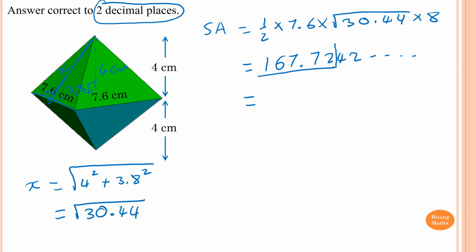which is 2 numbers after the decimal point. So therefore the number after 2 is 4, which is less than 5, so it just stays the same. So the answer is 167.72. And please do not forget the units. So square centimeters.